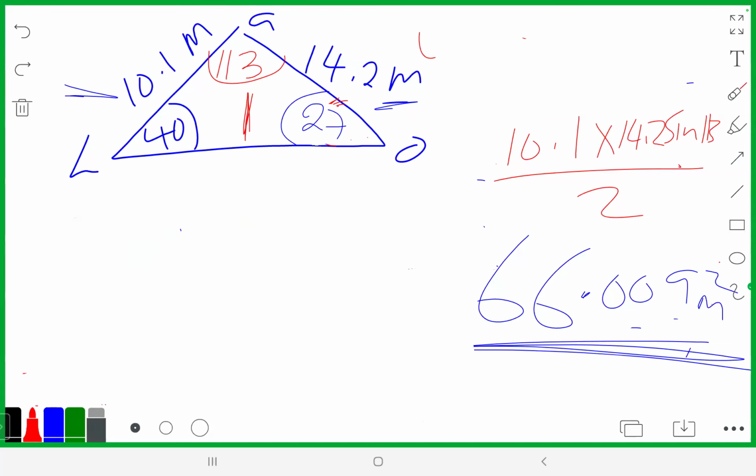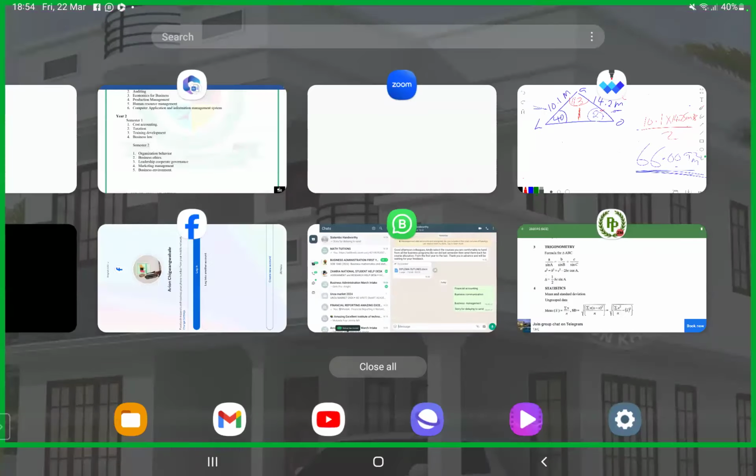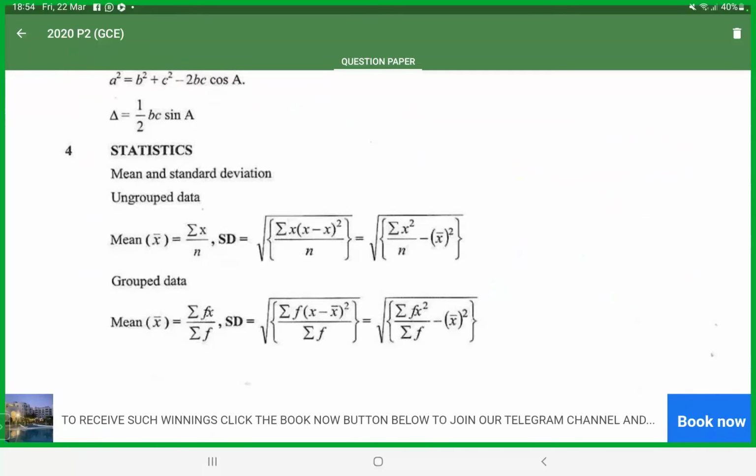If that is clear, then let's go. How do you find the shortest distance now? The shortest distance, if you have the area, is the easiest. Now, listen carefully. The question is reading.